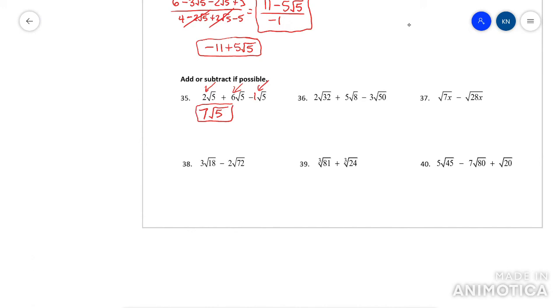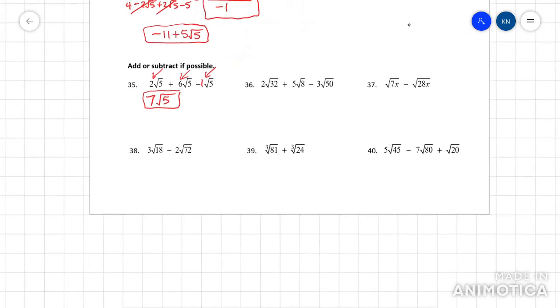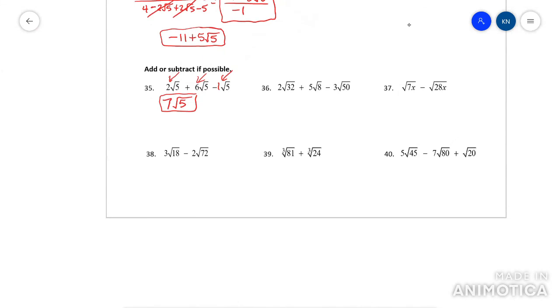All right, but generally they are not going to give them to you already all perfect, ready to go. So you're going to have to break down some of these and take out some groups and see if you can get the number in the root to be by itself. So like this one, 32 is 2 to the 5. 8 is 2 to the 3. 50 is 2 to the 1 times 5 to the 2.